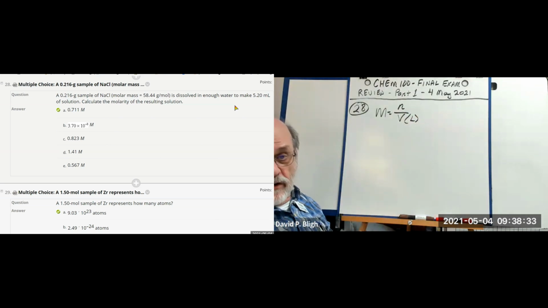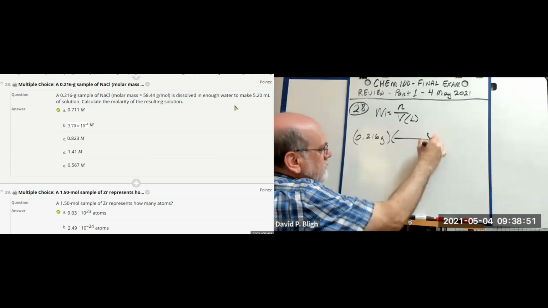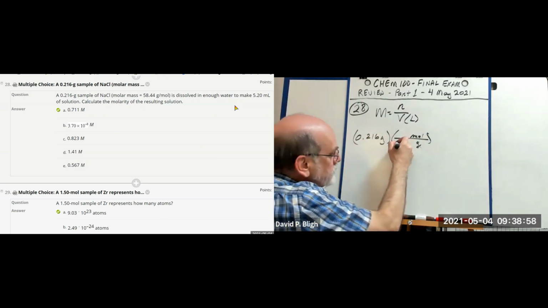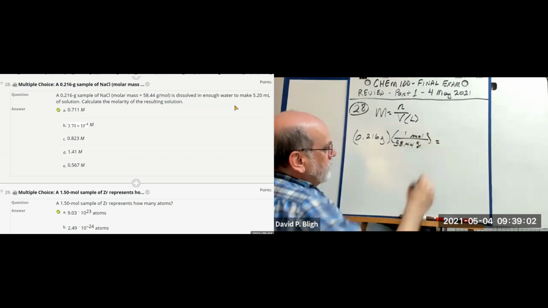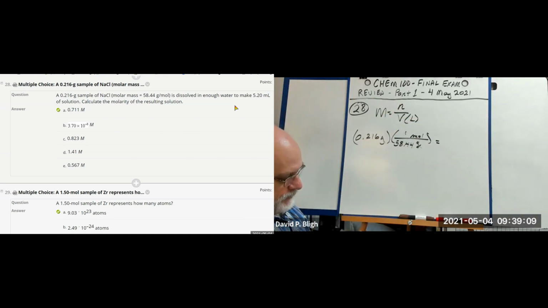So what do we need? Well, we need to know the moles of the solute, sodium chloride. And we need to know the volume in liters. So let's do the moles first. 0.216 grams, and we're going to convert it to moles. Right? Grams cancel with moles. So the value there is 58.44. So that would give us the number of moles we can plug in that position right there. Okay, I'm going to hang on to some decimal points here. 3.696 times 10 to the minus 3.